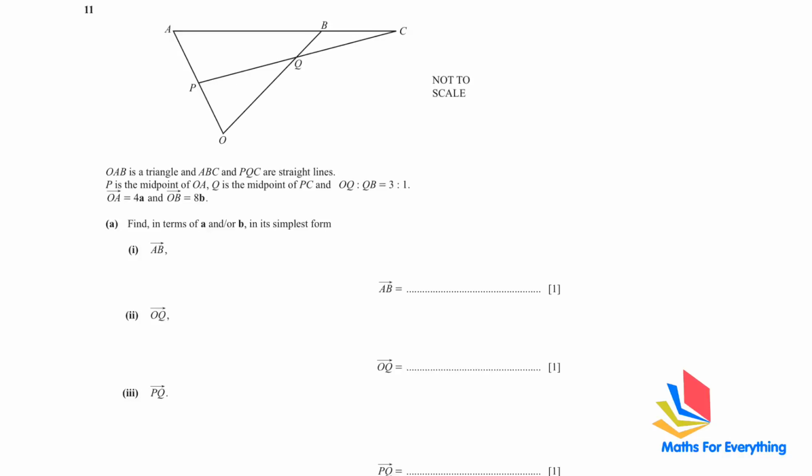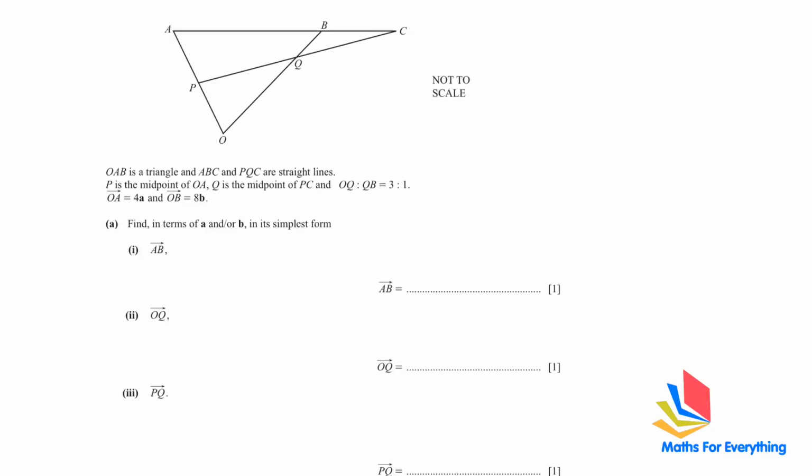Question number 11 is a vector question. OAB is a triangle, and ABC and PQC are straight lines. P is the midpoint of OA and Q is the midpoint of BC. OQ and QB are divided in the ratio 3:1. OA is 4A and OB is 8B. Find in terms of A and B, in its simplest form, the vector AB.